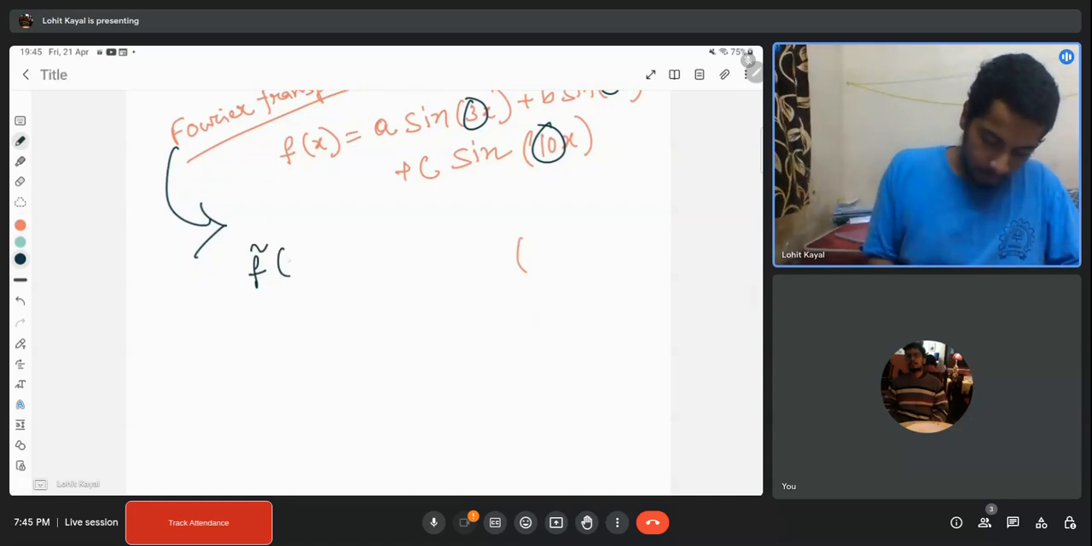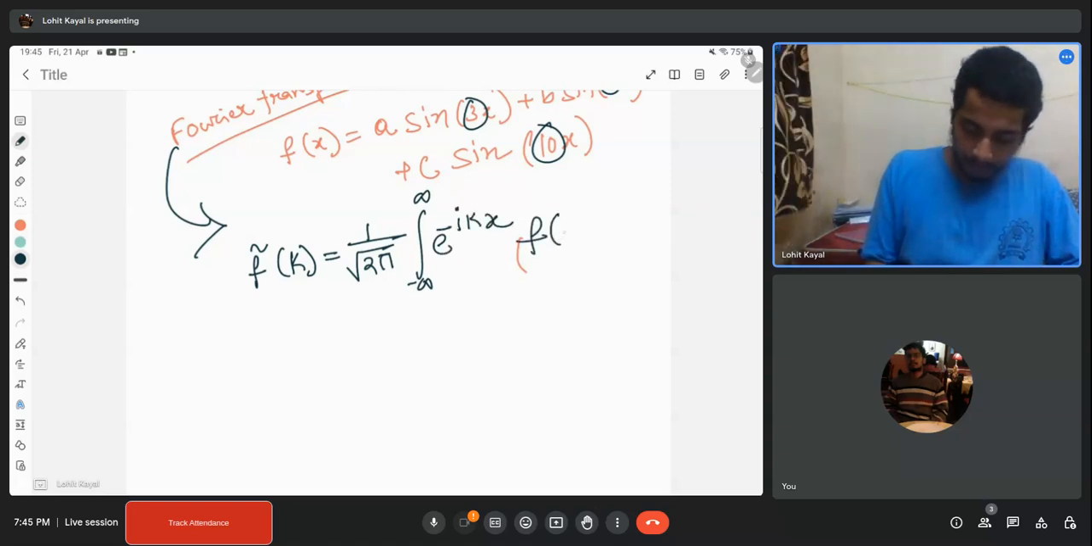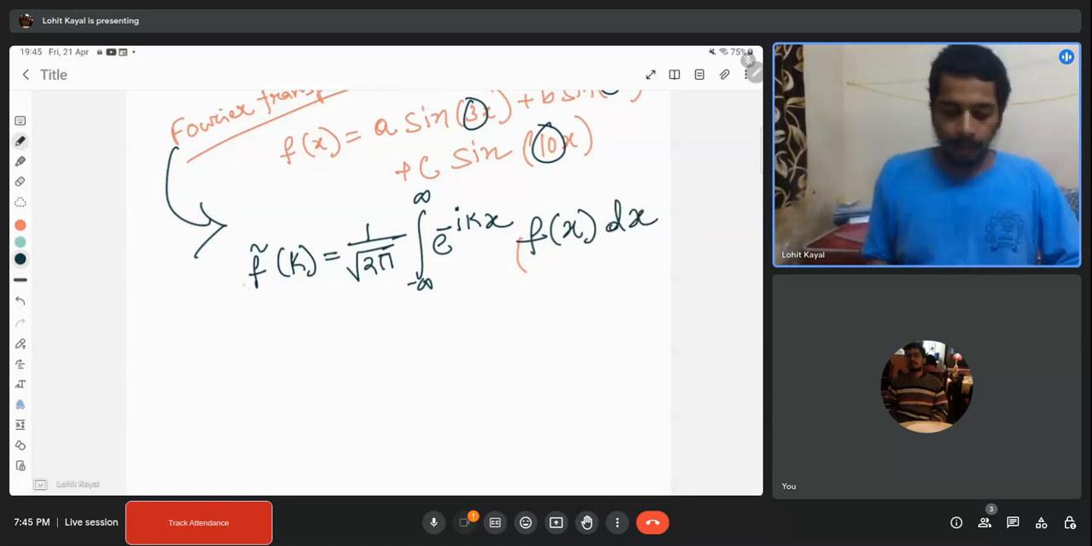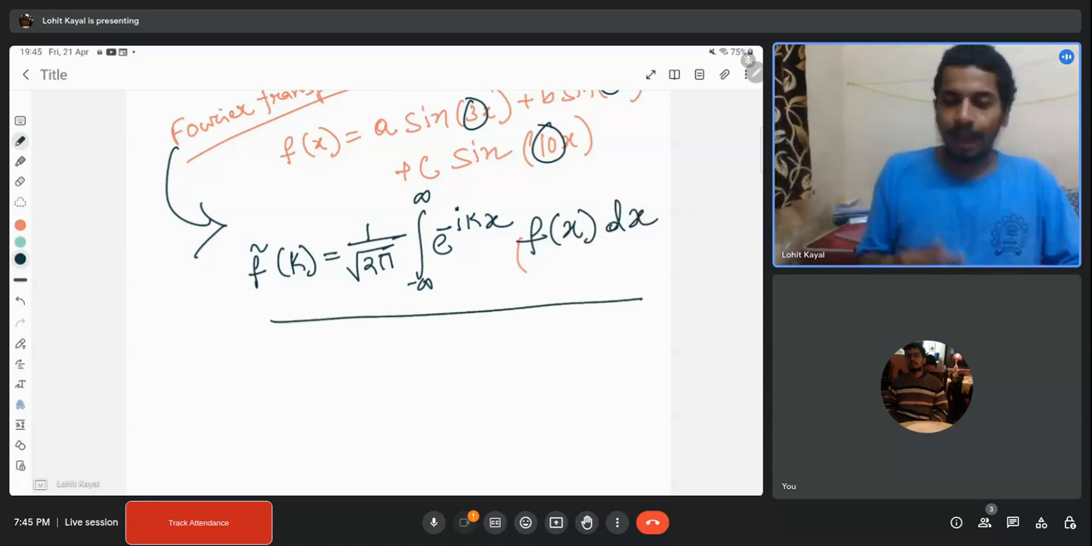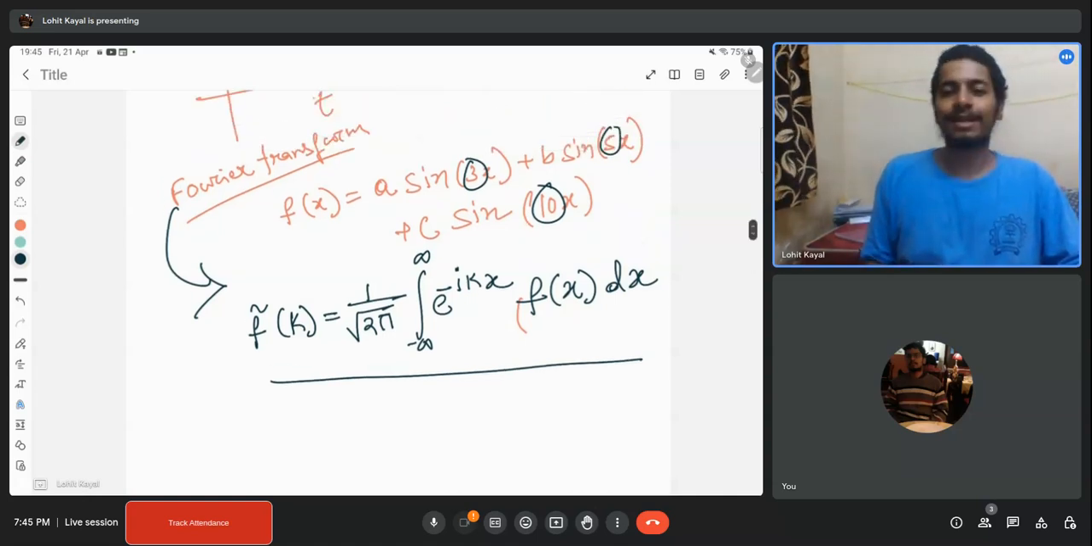the Fourier transform of f of x, f tilde of k. F tilde is the Fourier transform of f of x, that is 1 by square root 2 pi, integral from minus infinity to infinity, e to the power minus i k x, f of x dx. It will give you this signal that 3 is present, 5 is present, and 10 is present.